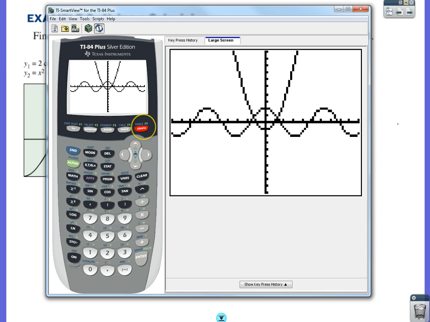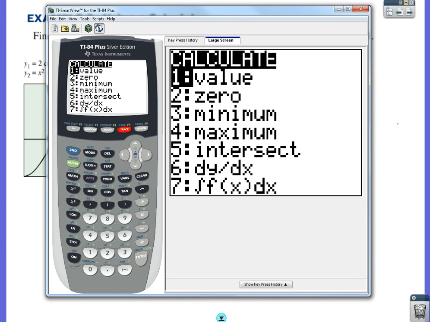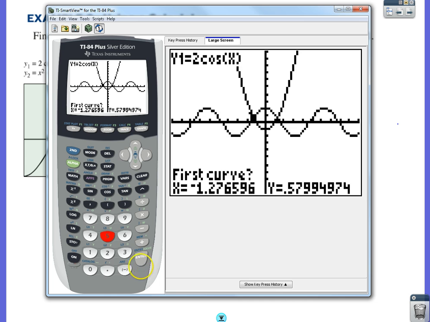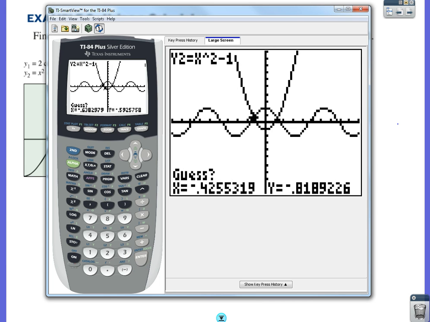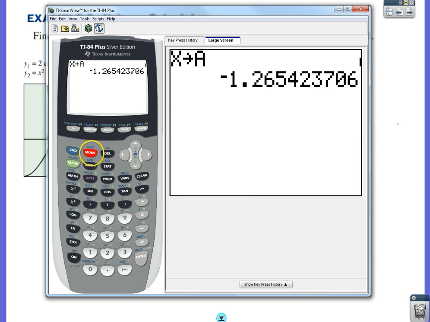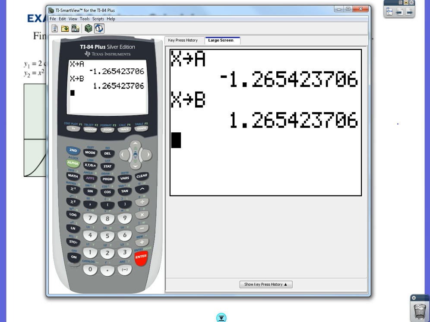I go back to my graph, and now I want to do the same thing. I want to calculate my other intersection. That's number 5. First curve, yes. Second curve, yes. And where am I going to guess? I'm going to move over to the other side and press enter. And this time it gives me the positive value of 1.26. So great. Again, I go to second and then quit. This time I'm going to take the same x value, hit store, and put it in B, so alpha, apps, and it gives me 1.267. So now what do I want to do?